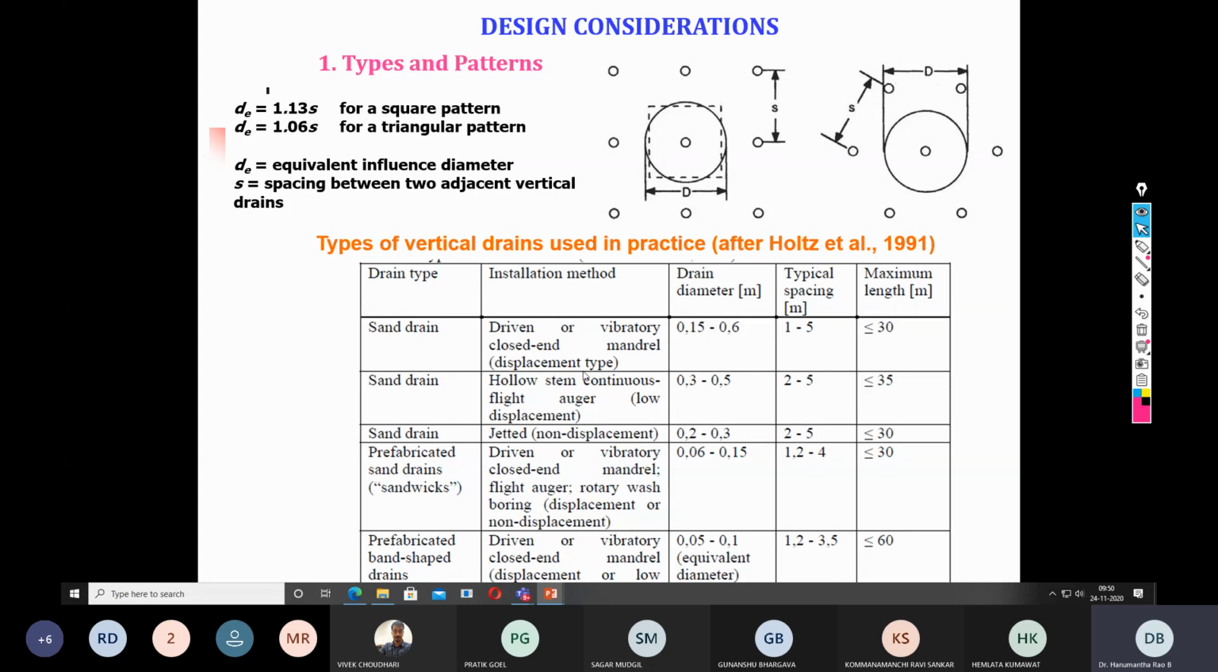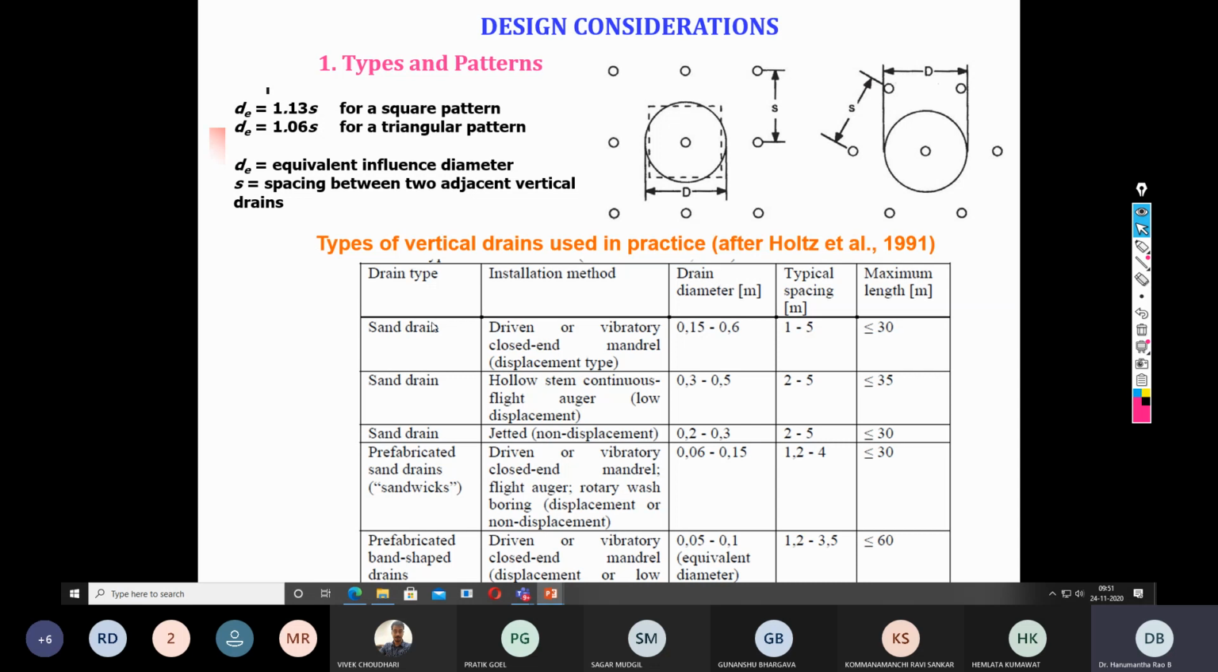So sand drain. This whole slide talks about only the installation method. So earlier it was driven or vibratory closed end mandrel. Now suppose we use hollow stem continuous flight augers. If this is the installation mechanism, then what should be the drain diameter, what should be the spacing, and what should be the maximum depth? Sand drains by jetted method, then drain typical spacing and depth of installation.